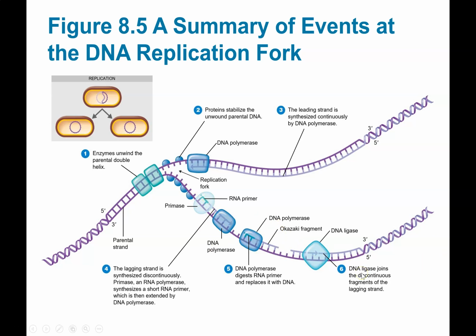And the whole reason for this is because DNA polymerase can only synthesize in that 5' to 3' direction. And because DNA is anti-parallel, that's just how it has to happen. But again, no worries, because in the end, you've got DNA polymerase and DNA ligase that come back and fix and fill in all those little gaps and remove those RNA primers.